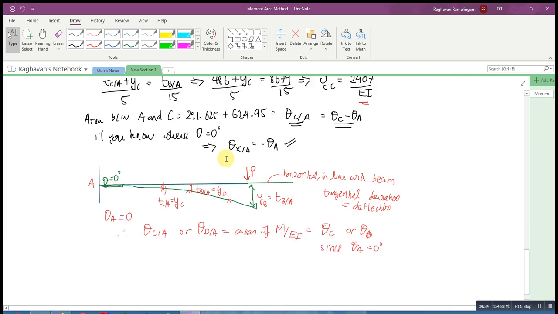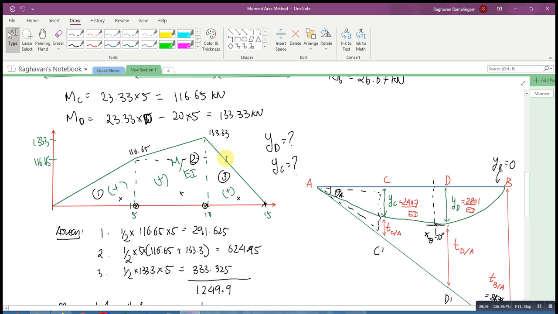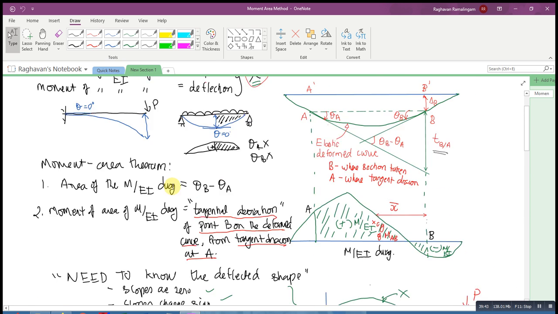and hopefully there are no loose ends in what you learned in your mechanics of solids.